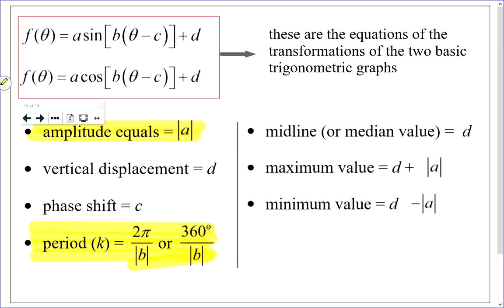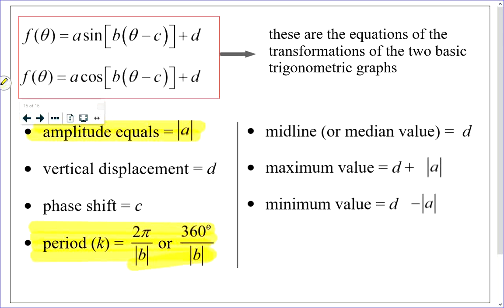The phase shift can be expressed with a negative. So if c is negative pi, then we can say the phase shift is negative pi. There's nothing wrong with that. I like saying the phase shift is pi to the left. I think that's more informative. It tells you something that negative pi doesn't tell you. And d is the vertical displacement.